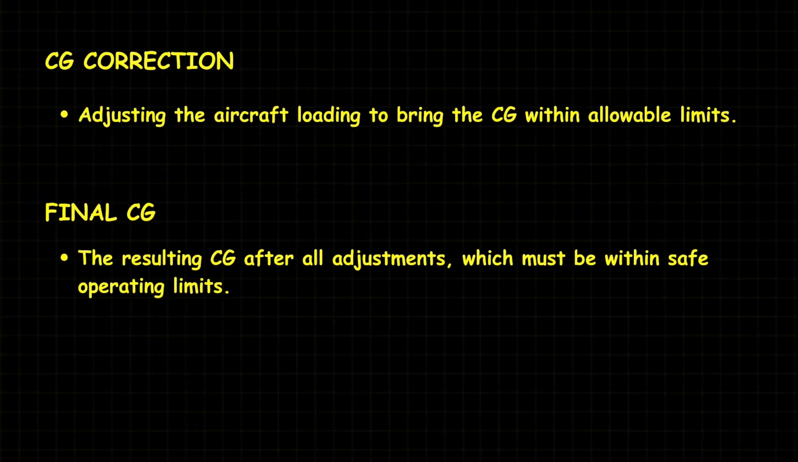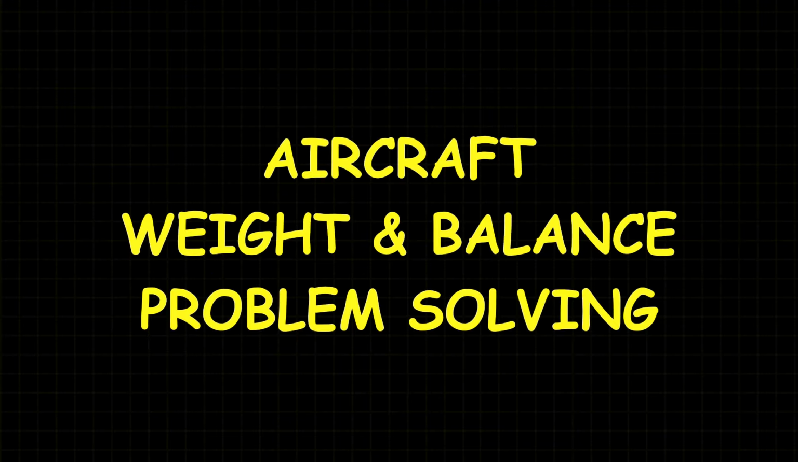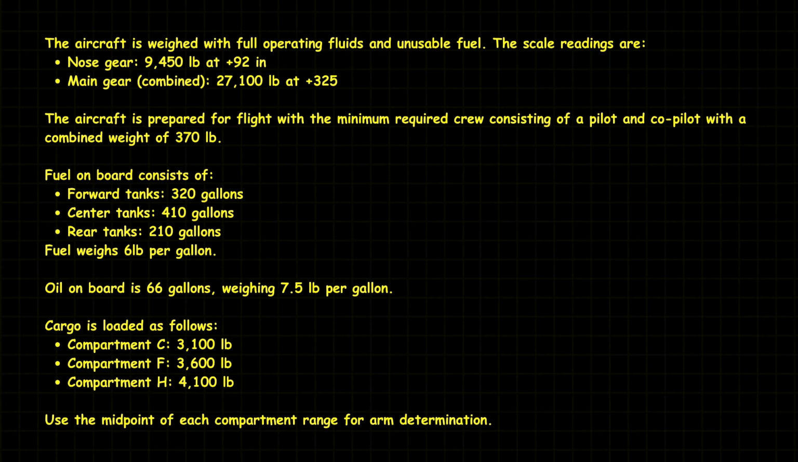And the final CG, this is the confirmed balance point after all adjustments are made. It must fall within the manufacturer's allowable limits to ensure the aircraft is safe for flight. With the terminologies and formulas covered, let's apply them to a practical scenario using the TCDS and tabulated data. We'll begin with the sample problem.